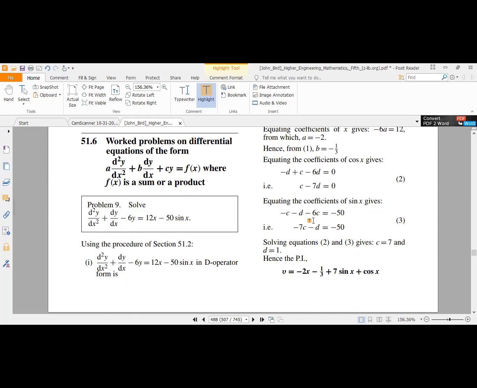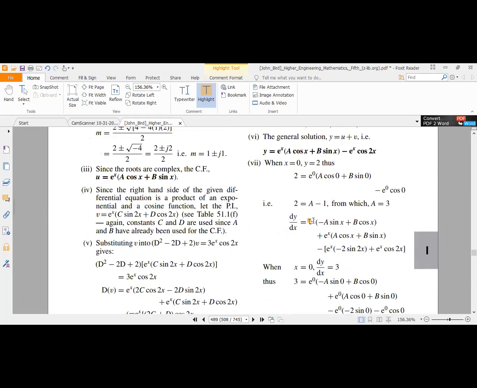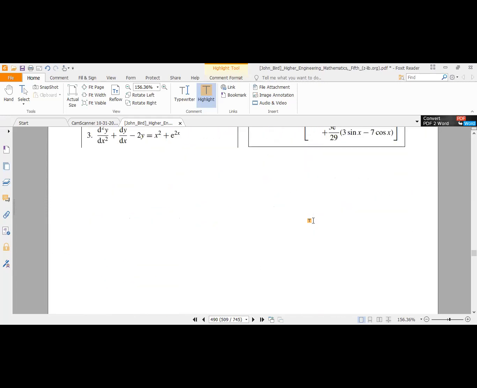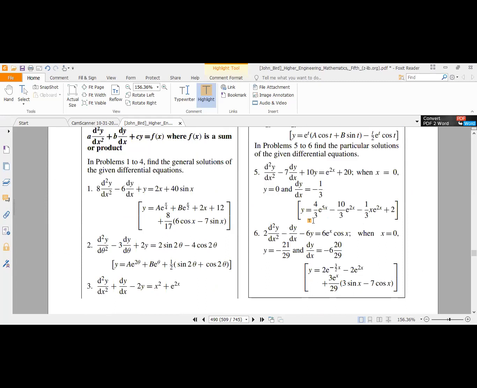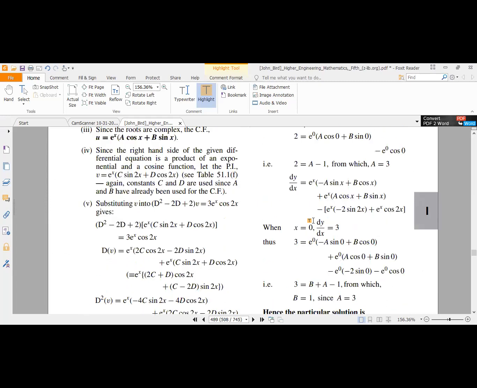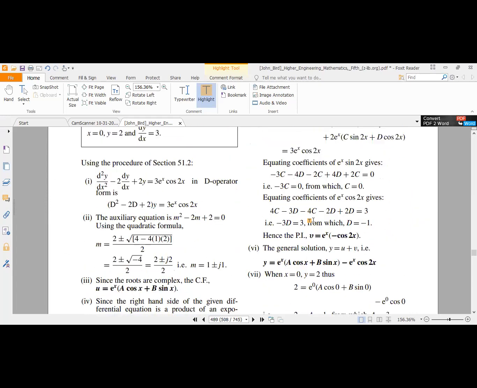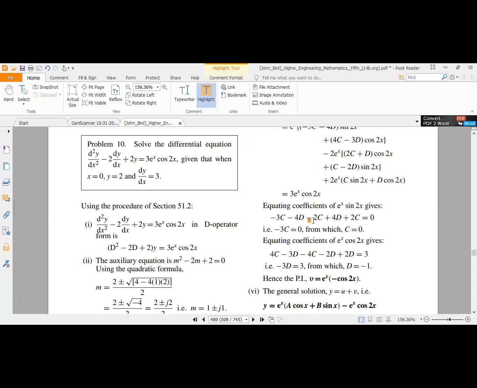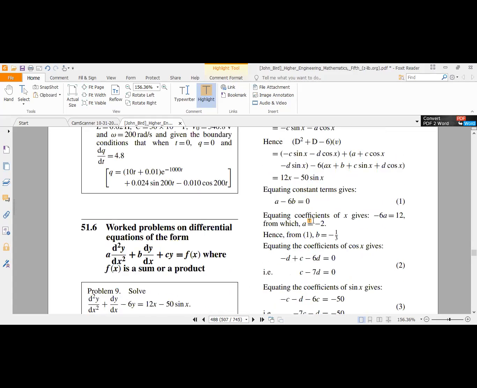Okay, we look at 51.6. 51.6 is not a good example. Let me show you another. Looking at problem 10, it is the combination of exponential and cos, isn't it? Yes. So it seems problem 10 is not a good example for question number 4 of the classwork.